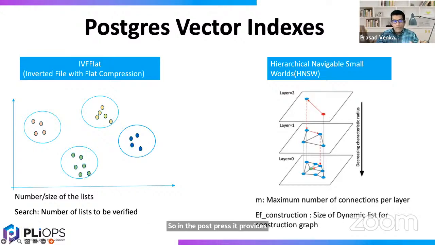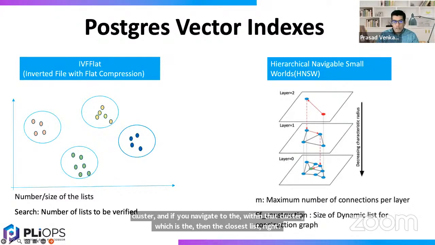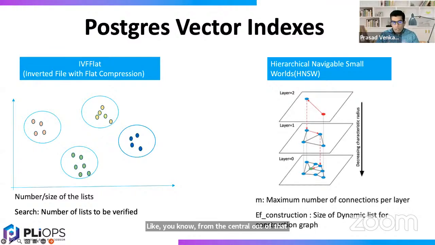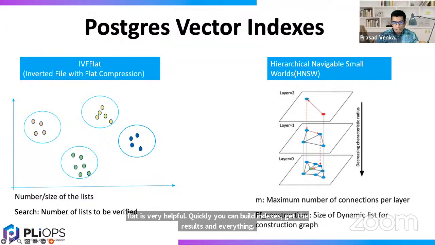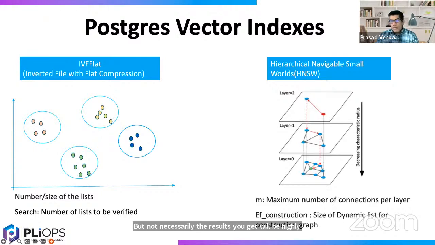One is IVF Flat, inverted file index with flat compression, where the vectors are organized in the form of clusters. When a query comes in, it identifies the closest matching cluster, and then within that cluster it navigates to the closest elements, from the centroid of that query to the nearest element. IVF Flat is very helpful: you can quickly build the indexes and get the results. But the results you get will not necessarily be highly accurate.